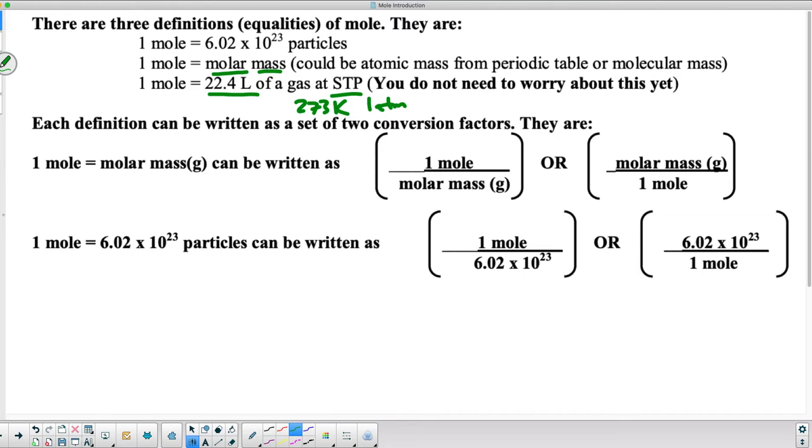We do something called dimensional analysis, or factor label. It all amounts to the same thing. Whenever we do a conversion, we take 1 mole over whatever the molar mass is that we've either added up for a compound like we did in the previous steps, or it's directly the atomic mass from the periodic table if we have an element. So we have 2 choices here. We can go 1 mole over molar mass in grams, or molar mass in grams over 1 mole, depending on what we're solving for.